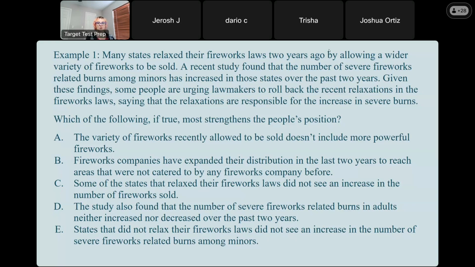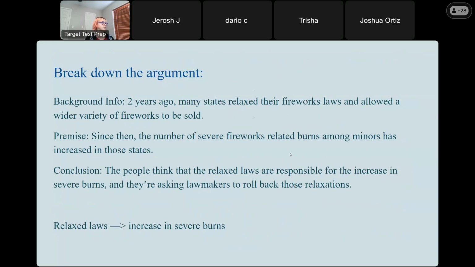Let's look at our breakdown. So 2 years ago, the states have relaxed their fireworks laws and allowed a wider variety of fireworks to be sold. Since then, the number of severe fireworks-related burns among minors has increased in the states that relaxed their fireworks laws. And the people think that the relaxed laws are responsible for the increase in severe burns, and they're asking lawmakers to roll back those relaxations.